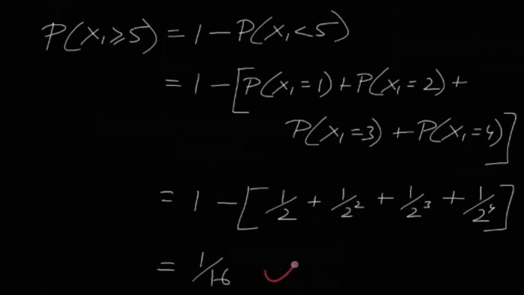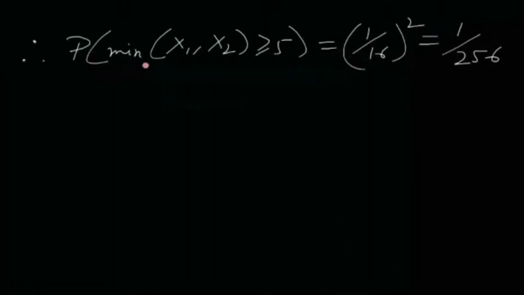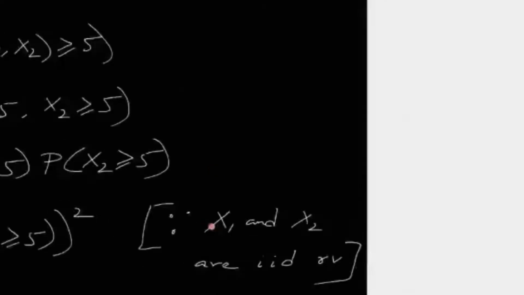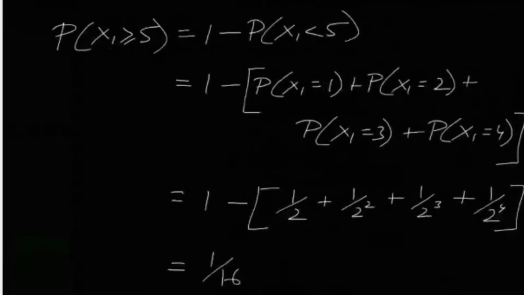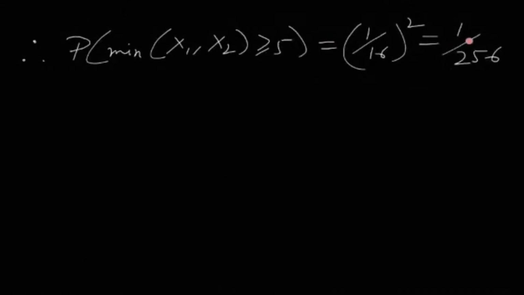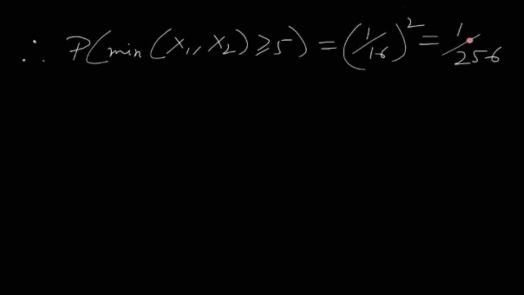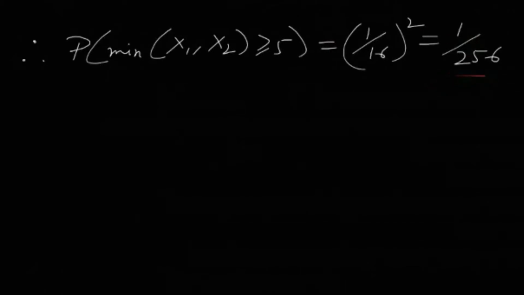Now this is not the answer. This is the value of the probability of x1 greater than or equal to 5. We want the probability of the minimum of x1 and x2 greater than or equal to 5, which is the square of this. So it's 1 by 16 whole square, that means 1 by 256. The answer is 1 by 256. This is the answer.